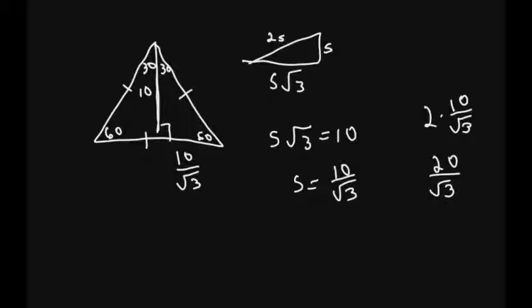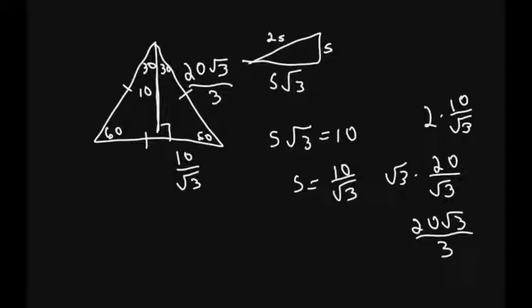Now we don't want a square root of 3 in the bottom, so I'm going to multiply this whole thing by the square root of 3. You'll see why in a minute. So 20 times the square root of 3 would be 20 square roots of 3, and the square root of 3 times the square root of 3 would just be 3. And so that's what this side length is: 20 square root of 3 over 3.